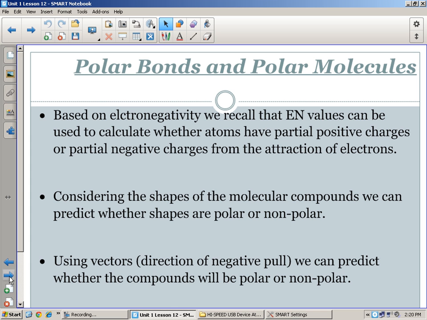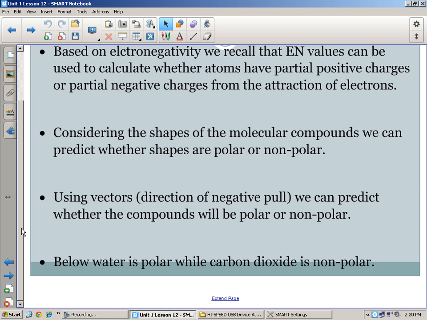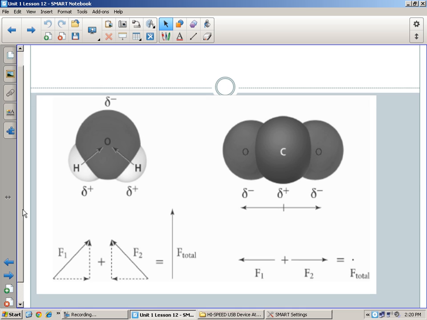All right. We're now going to apply that to the whole molecule. So the molecule as a whole, and that's ultimately what we need to be able to do here. So if we look at the shapes of molecular compounds, we can determine if the entire compound, or entire molecule, is polar or non-polar based on these things here. We can use things like vectors, and we can predict whether they're polar or non-polar. And we can look at two examples here, water and carbon dioxide.